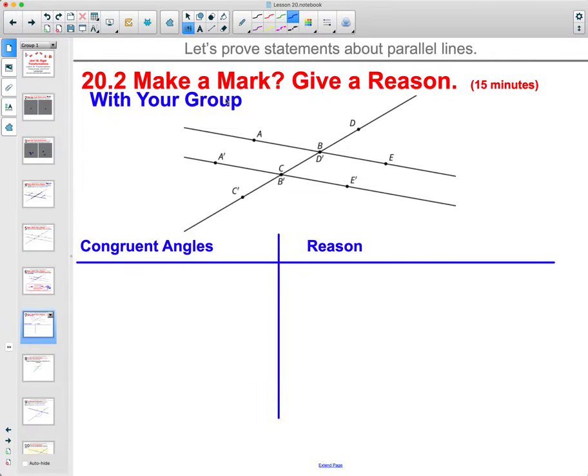All right, so the first angle that I had said, I'm just going to get that written down here. I had said angle ABD was congruent to angle A prime, B prime, D prime because it's the image.